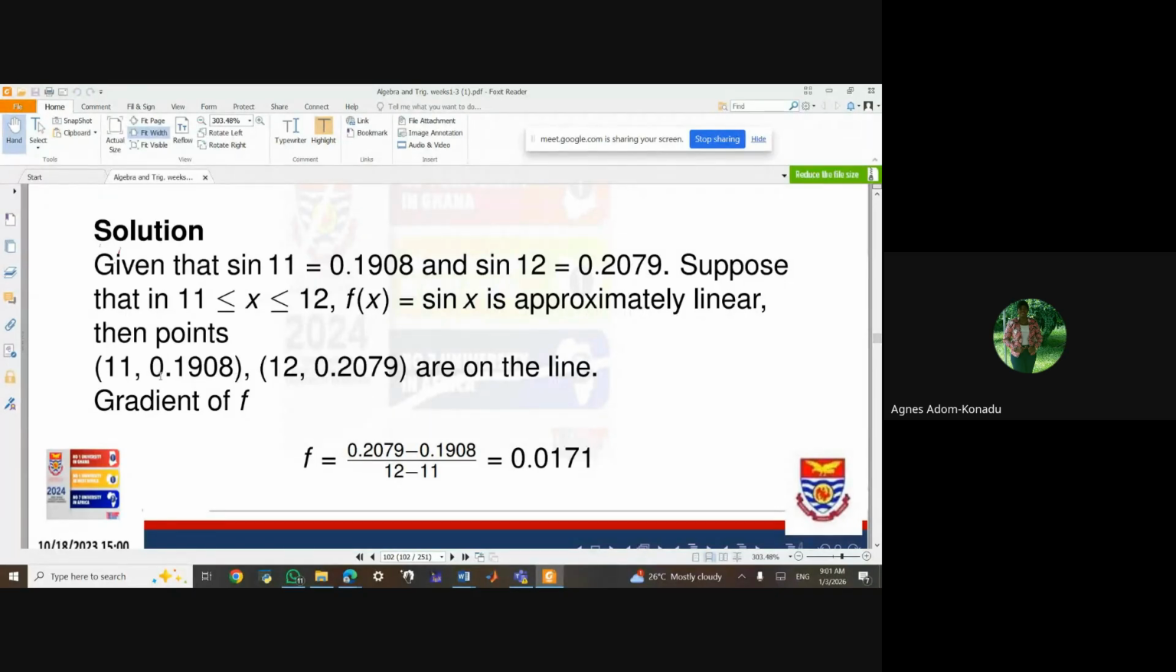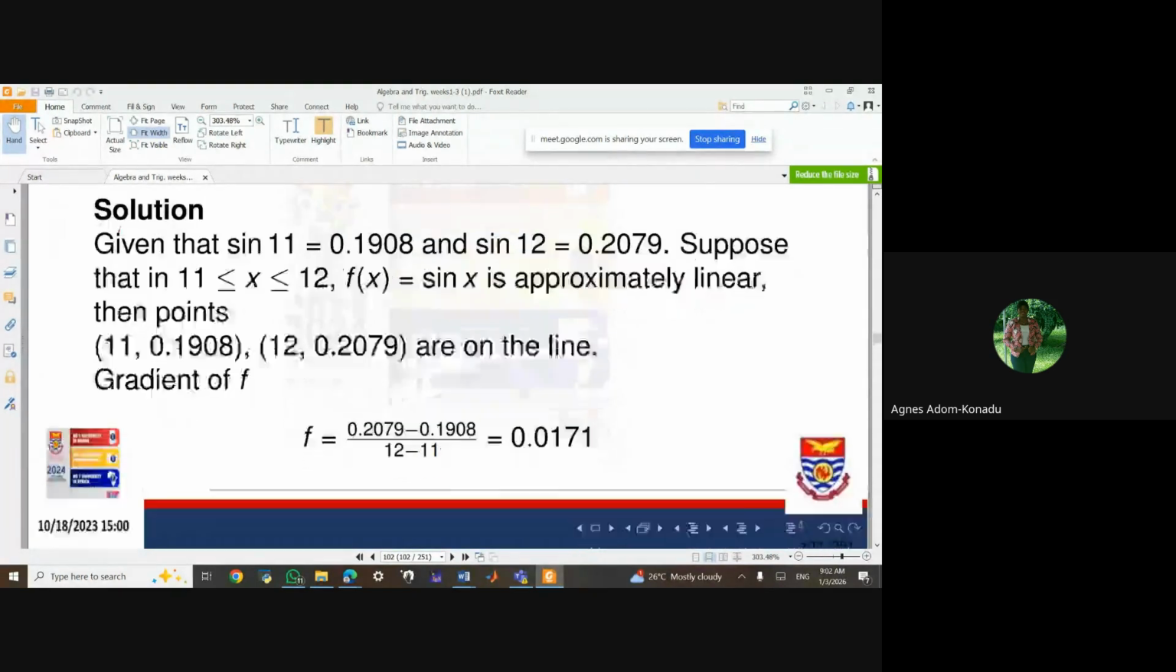So I want to find the gradient. We know that the gradient is y2 minus y1 divided by x2 minus x1. So the gradient, I'm going to get 0.017. So that's my gradient.